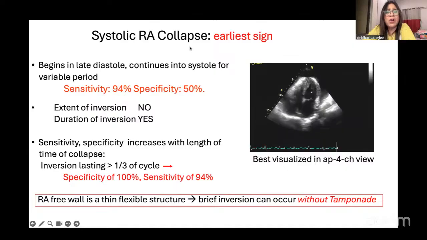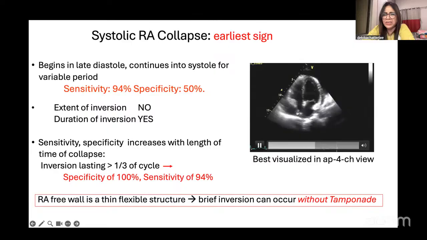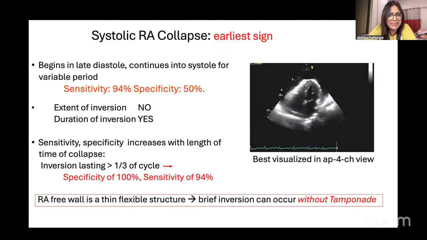So it is the systolic RA collapse, which is the earliest sign. It has got a high sensitivity. It begins in late diastole and continues into systole for a variable period. Well, we must look at the length of time of the collapse. This is the four-chamber view. You can see the RA is collapsing. This sign is best visualized in apical four-chamber, a bit modified. Look at the RA collapse, how it is collapsing, and it is lasting almost throughout the systole.